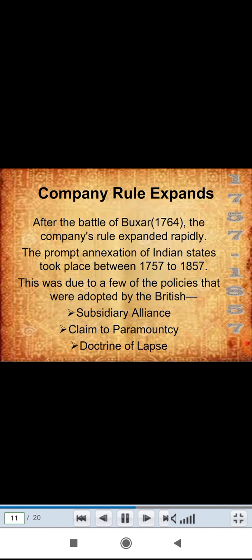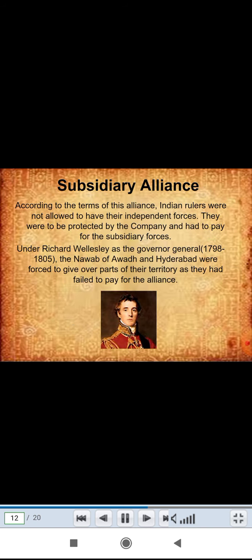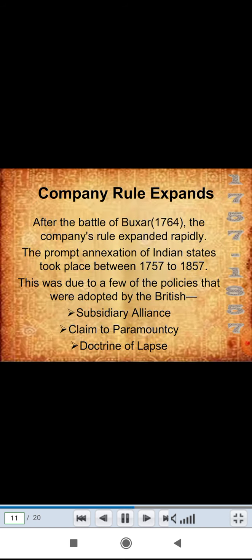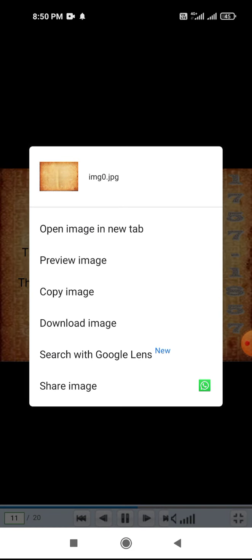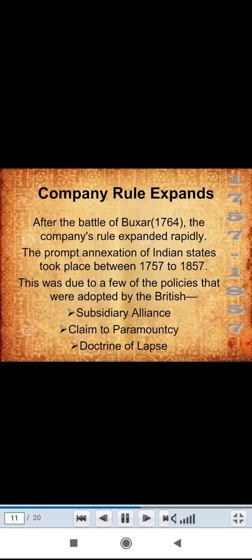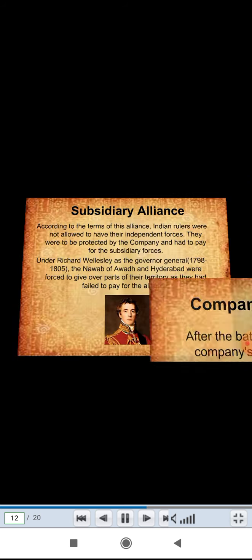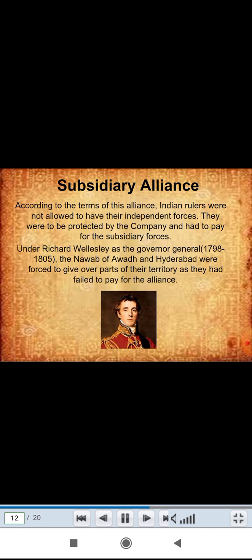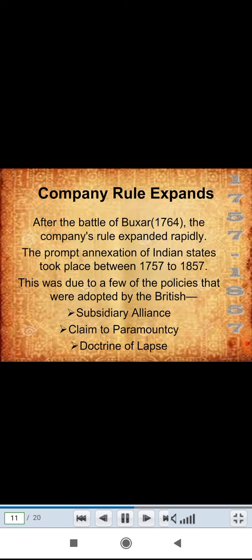the company's rule expanded rapidly. The prompt annexation of Indian states took place between 1757 to 1857. Kindly ignore this, children. And then with this, the following policies were framed, children, which are Subsidiary Alliance, Doctrine of Lapse, and ultimately claim to paramountcy. I will explain all these one by one, children.